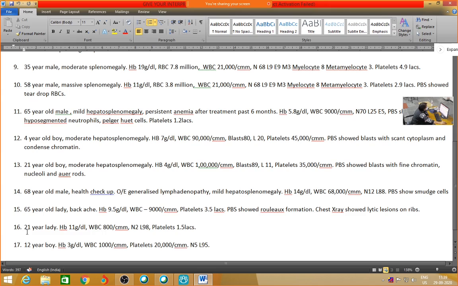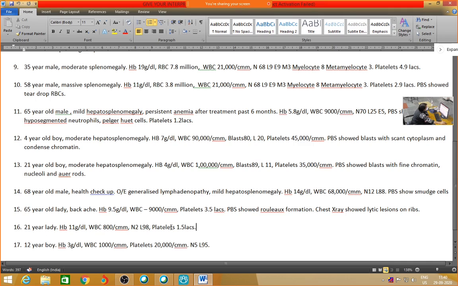Then question 16, this I have not sent to you, but I just made it up in the last minute. A 21-year-old lady, hemoglobin is 11, which is a bit low. WBC is very, very low, 800 only. And you'll see here neutrophil is only 2%, lymphocyte is 98%, platelets are 1.5 lakhs, which is normal. So she has got leukopenia, right? The total count is very low, leukopenia.